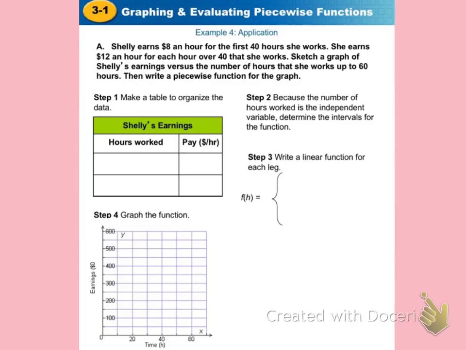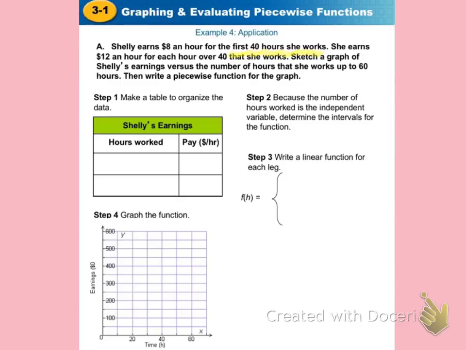So this is sort of the quintessential kind of piecewise function example to start with. This is a pretty common real-life situation that comes up where one function cannot be used to describe a situation over the entire possible domain. So Shelley earns $8 an hour for the first 40 hours that she works. Okay, so that's typical. 40 hours is considered full-time work. If you work 40 hours or under, you get this set rate, $8 an hour.